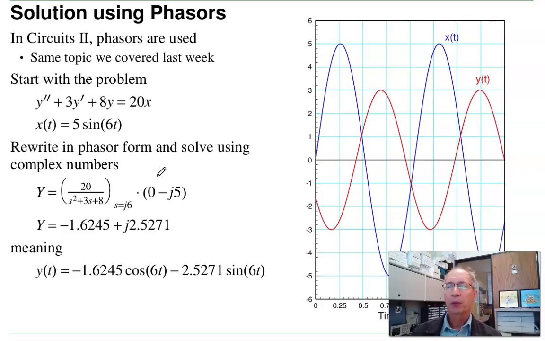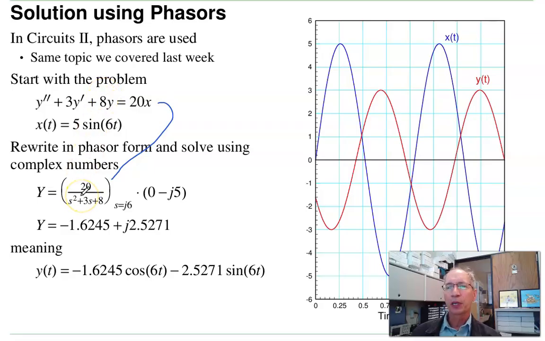For example, what we did last week is if we have this differential equation, I can rewrite it as this transfer function. Basically, s means derivative, so the numerator is times x, the denominator is times y. S squared means the second derivative of y, 3s, 3 times the first derivative, plus 8 times y. So that transfer function represents this differential equation.